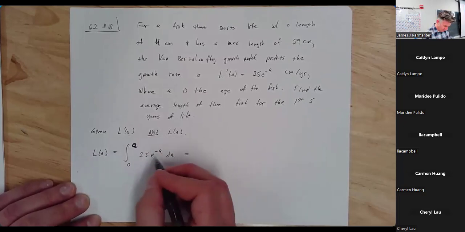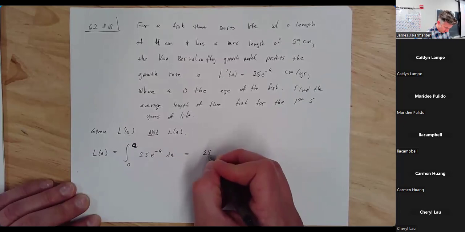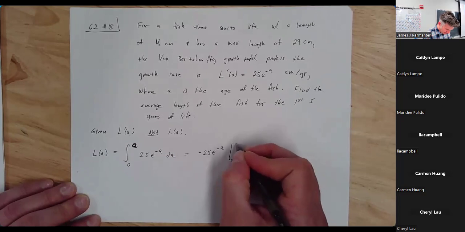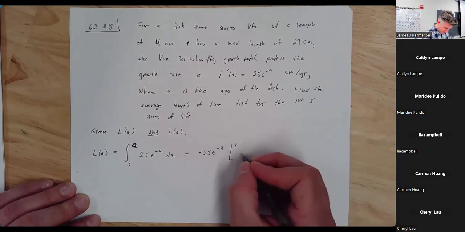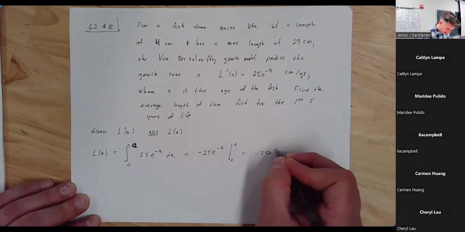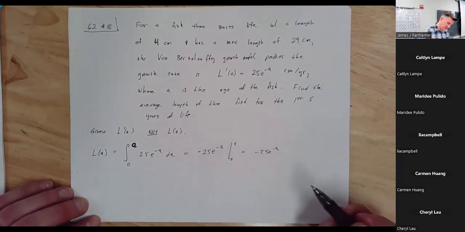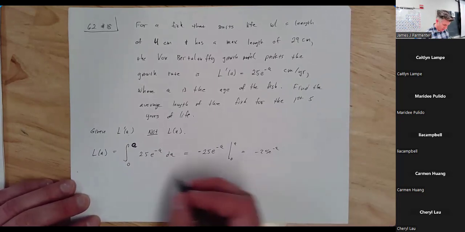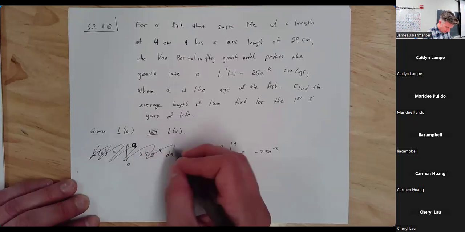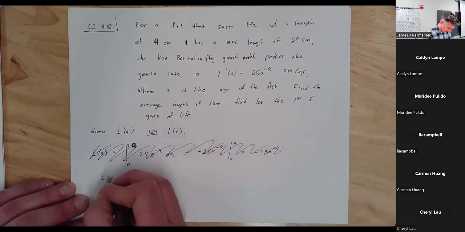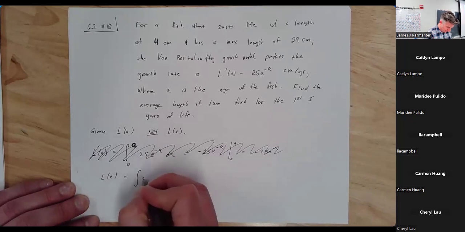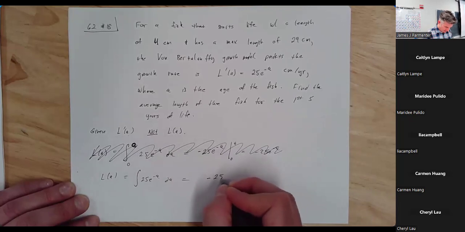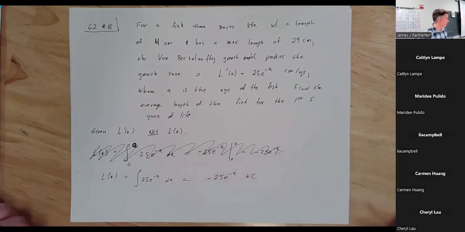Then we integrate this: the integral of 25e to the negative a is 25e to the negative a divided by -1. And we're evaluating from 0 to a, so we're plugging in the a, and we're getting -25e to the negative a. I don't love the way I've written this. I apologize. What I really should have said is I should have not done the definite integral yet. I'm going to scratch this out because I feel bad about it. What I really should have said is that L of a is the indefinite integral of 25e to the negative a, which is going to be -25e to the negative a plus C.